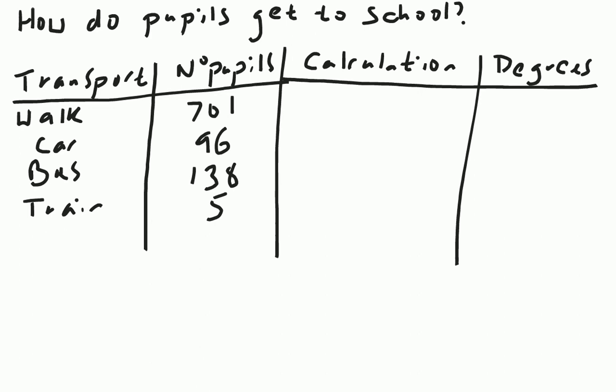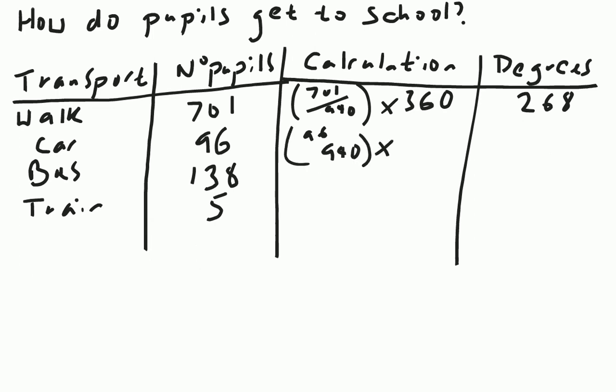Now on to the tricky part of pie charts, actually using that calculation. So for our first one, for example, we take 701, divide that by the 940 pupils we had as our total, and then times that by 360 degrees in a whole circle will give us 268 degrees. Okay, so then taking that 96, dividing again by the total, which was 940, then timesing it by that 360 gives us 37 degrees.